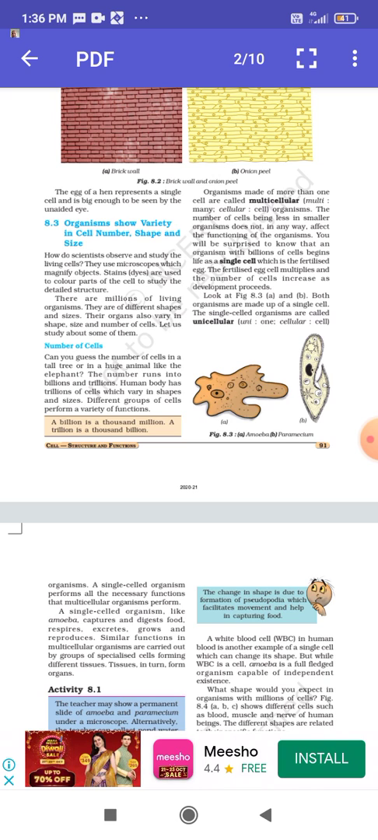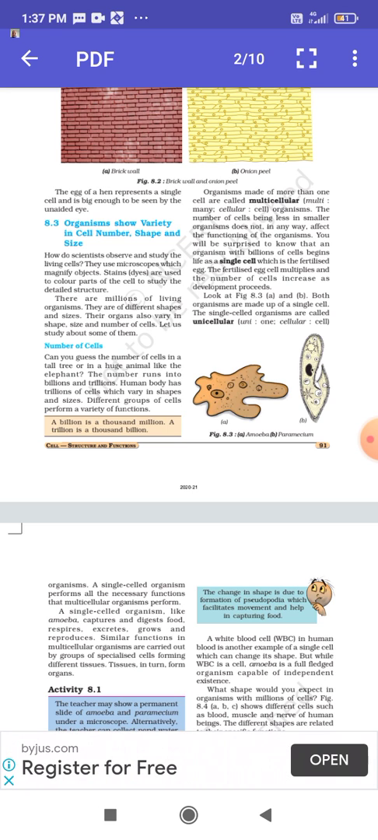There are millions of living organisms. They are of different shapes and sizes. Their organs also vary in shape, size and number of cells. Let us study about some of them. Now see students, you can magnify any cell under a microscope. Basically, to study the detailed structure of any cell, you have to use stains or dyes. These dyes or stains are used to color the parts of the cell so that you can study their detailed structures. You know that cells are of different shapes and sizes.